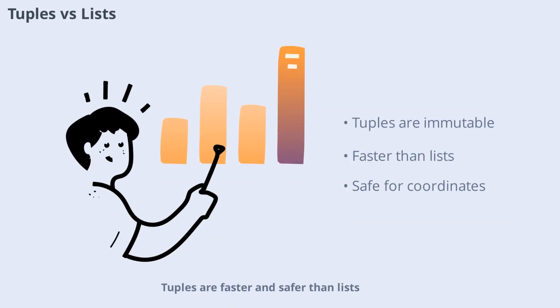Tuples are faster and safer than lists for storing fixed data like geometric coordinates. Tuples are immutable and stored in a single, contiguous block of memory, making them more efficient. They're also hashable, so you can use them as dictionary keys. In AI, this is perfect for storing bounding box coordinates in object detection. Tuples guarantee the data won't change unexpectedly.